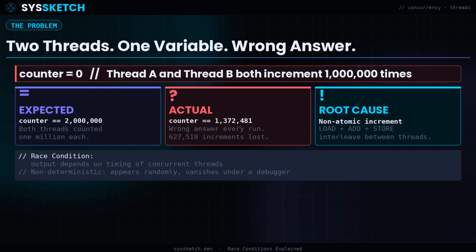This is a race condition. The formal definition is that program output depends on the relative timing of concurrent operations. The name comes from logic gate design, where two signals race to determine the output. Whoever arrives first wins. The problem is that in a multi-threaded program, the arrival order is controlled by the operating system scheduler, not by you.